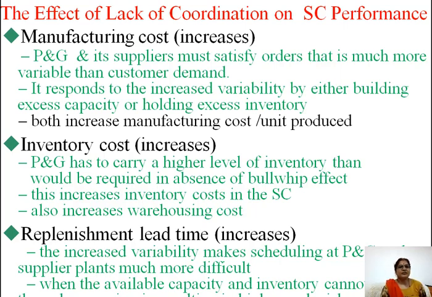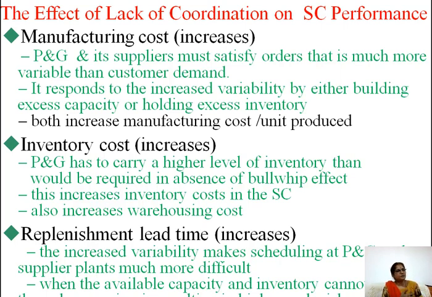Now, the effect of lack of coordination on supply chain performance. The effect of lack of coordination is the same as the effect of the bullwhip effect. Both are the same. What happens? Manufacturing cost increases. I've taken the example of Procter and Gamble and its suppliers. These people have to satisfy orders that are much more variable than the actual customer demand. If actual customer demand is 100, by the time it reaches the suppliers, it would have become double, somewhere around 200. So to cope with that, they have to go for either excess capacity or holding excess inventory.